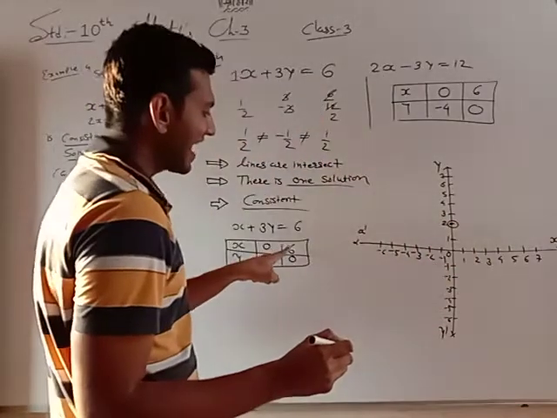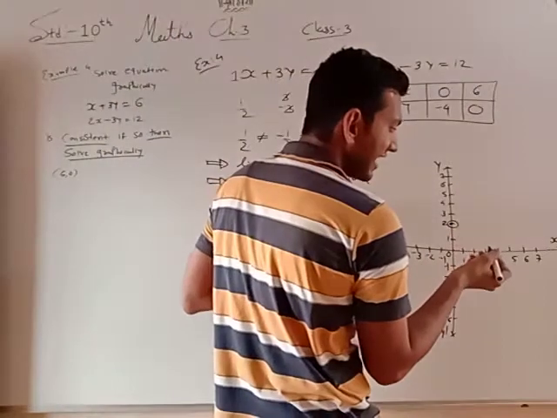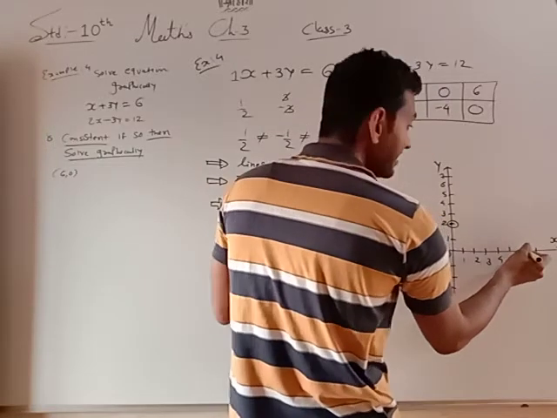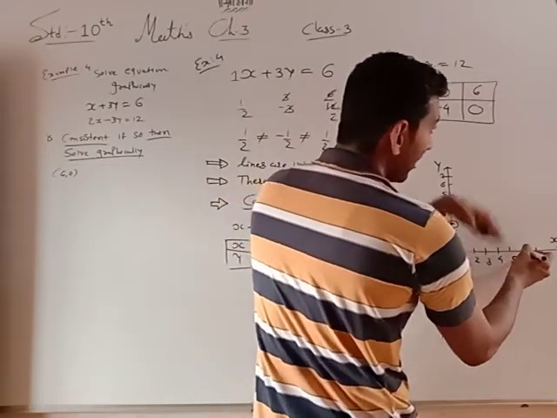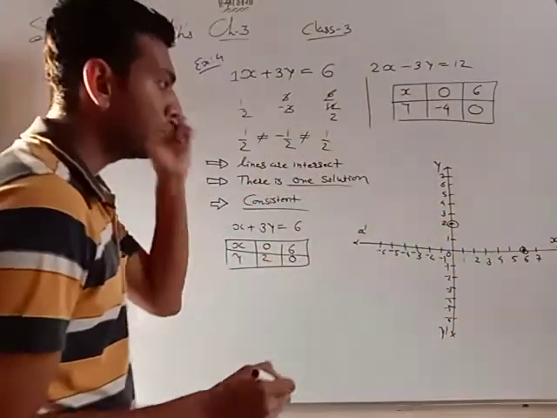Now x is 6 and y is 0. So first find where is the 6 on the x-axis. It is here, and y is equal to 0, so don't go upside or downside. The point is on 6 and 0.